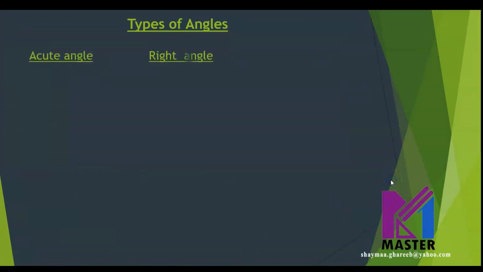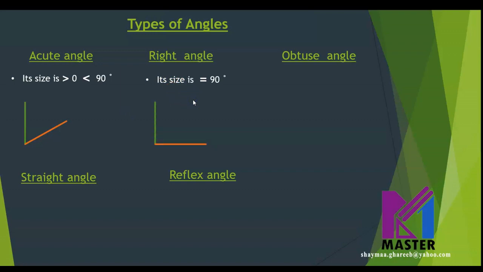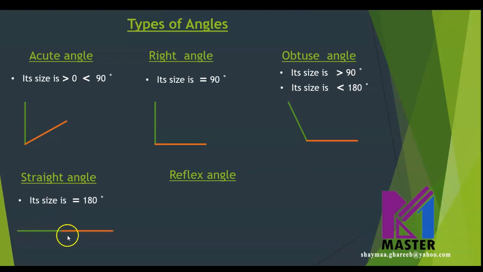First, let's revise types of angles to remember and to refresh our mind before our lesson. We have the acute angle and right angle, obtuse angle, straight angle, and reflex angle. For the acute angle, its size is greater than 0 and smaller than 90 degrees. For the right angle, it is exactly 90 degrees. And the obtuse angle is greater than 90 degrees and smaller than 180 degrees. And the straight angle is exactly 180 degrees. And for the reflex angle, its size is greater than 180 and smaller than 360. And this will be our lesson today. This is how it looks like.